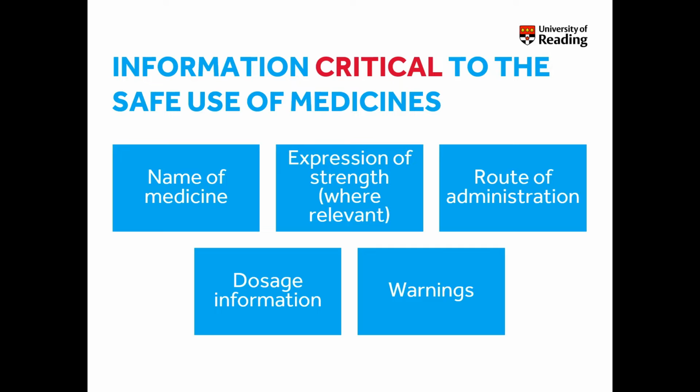So if we start with thinking about the first one, information. So the information that is considered critical for the safe use of medicine, okay? So which information? The first one is the name of the medicine, okay? So the actual drug name, sometimes it's a brand name, so it needs to be very clear. The second is the expression of strength. So how many milligrams, how many micrograms or units there are within that dosage unit. And then the route of administration as well. So is it oral, topical like a cream? Is it intravenous, like an injection?